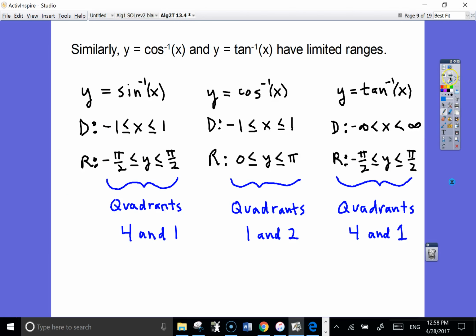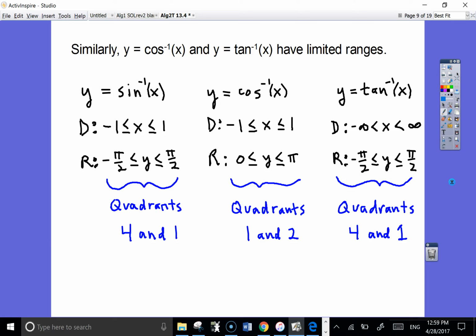Understanding cosine has exactly the same problem, right? It repeats itself over and over again, so you can't use the entire domain of the cosine when you're coming up with a cosine inverse function. So the sine inverse we usually limit to negative pi over 2 to pi over 2, which means quadrants 1 and 4.